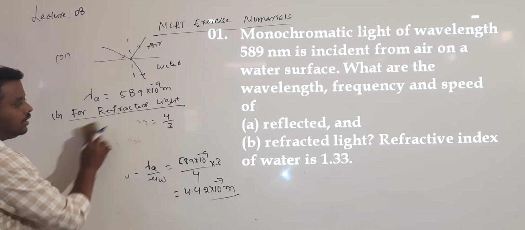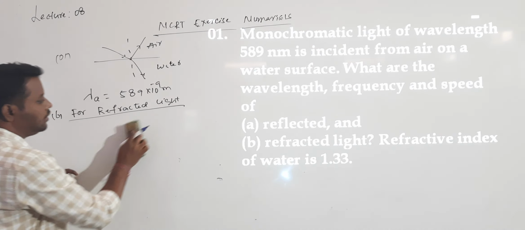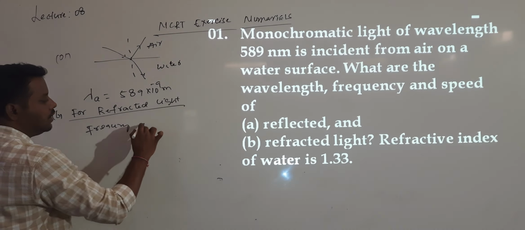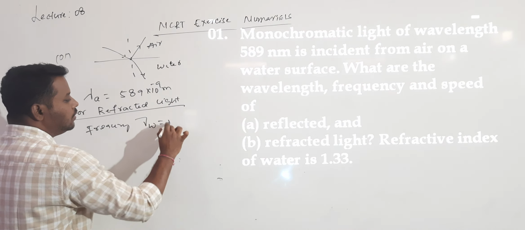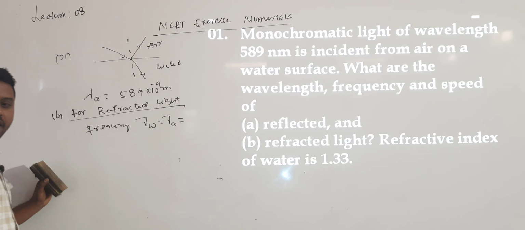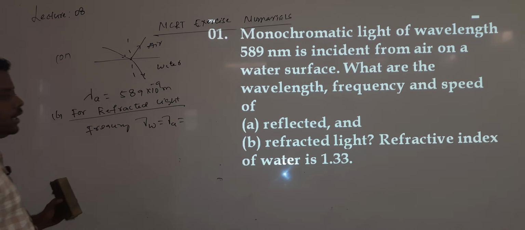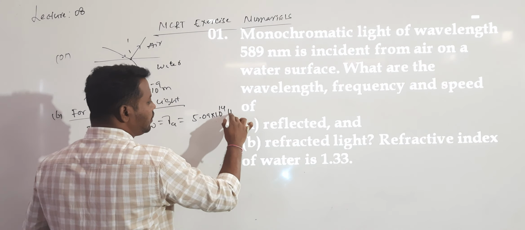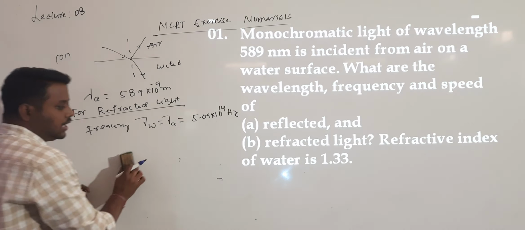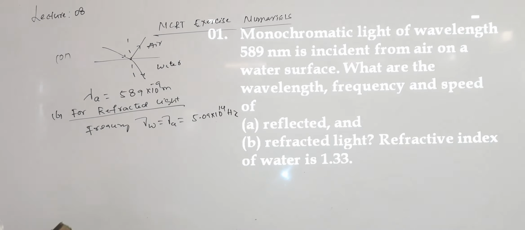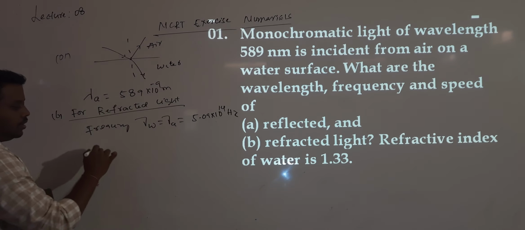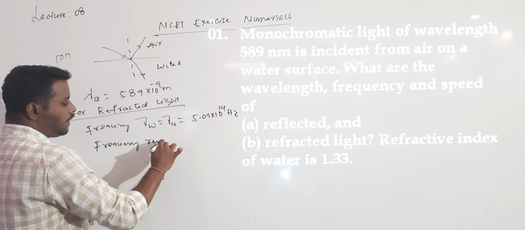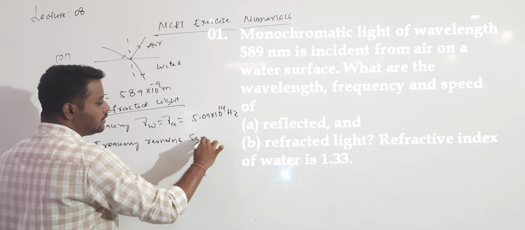After calculating the wavelength in water, what is the frequency value? Frequency is a characteristic property, so the frequency value will remain the same. The frequency in water is equal to the frequency in air, which we calculated earlier: 5.09 into 10 power 14 hertz. Always remember, frequency is a characteristic property which will not change during reflection and refraction. So the frequency remains the same as in air.